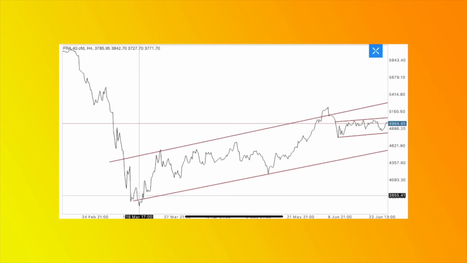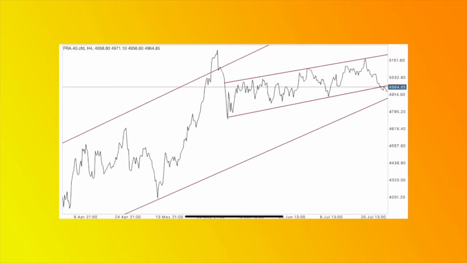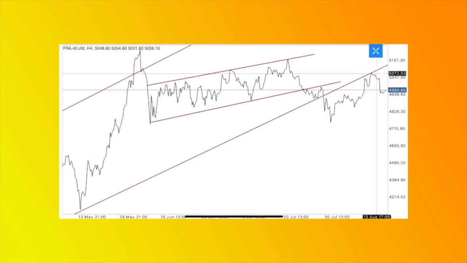You see, I drew it here. It supported one, two, let me move up, three times here. And then it broke and came back to retest as what? As a resistance. Hence we had what? Selling opportunities. Come check here.